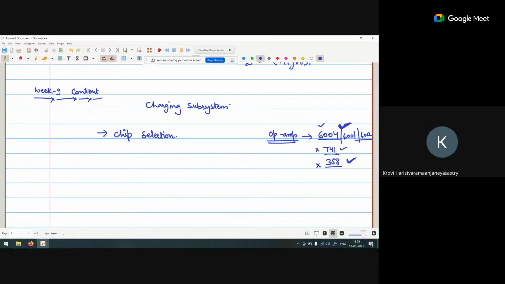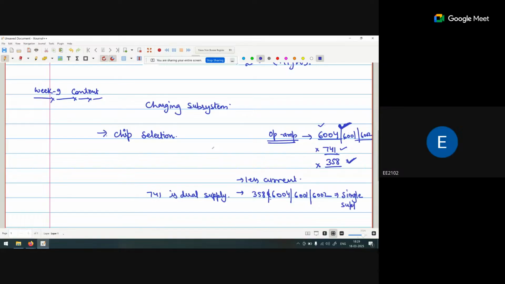Sir, because they take less current. Yeah, okay, so the first thing is less current. And 741 generally operates between plus 12 and minus 12. 741 is a dual supply, but we don't have this dual supply. Whereas 358 and 6004, also 6001 and 6002, are single supply.